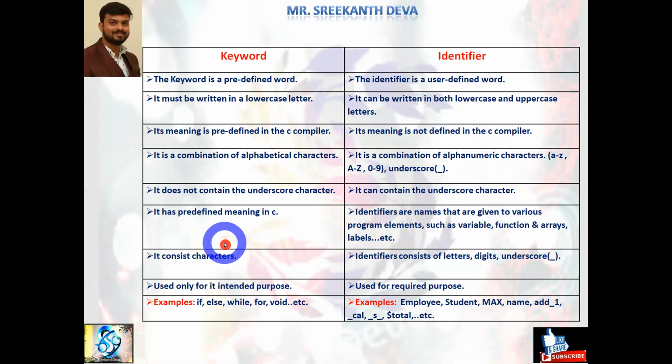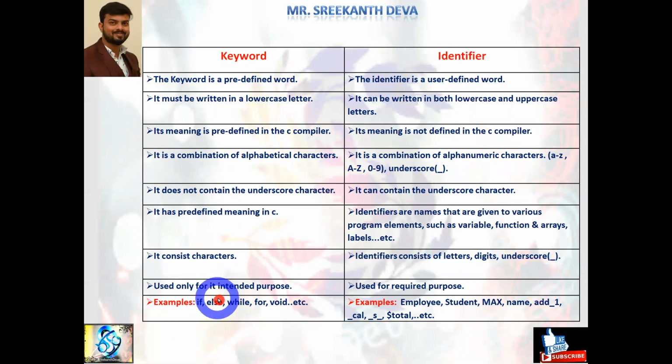Keywords have predefined meaning in C. Identifiers are names given to various program elements such as variables, functions, arrays, labels. In program development, based on the requirement, we can give meaningful names to the identifiers. Keywords generally consist of a set of characters. Identifiers consist of a combination of letters, digits, underscores, and some symbols like dollar.